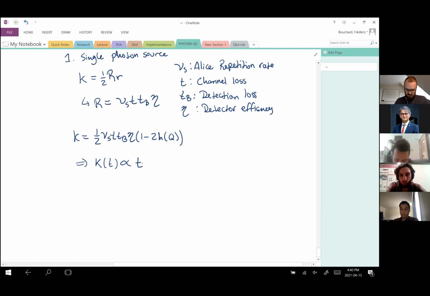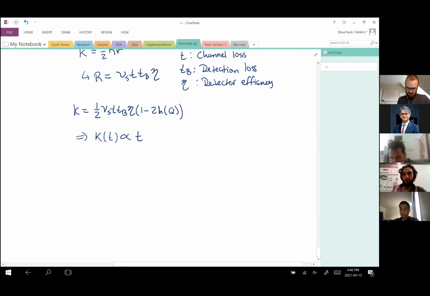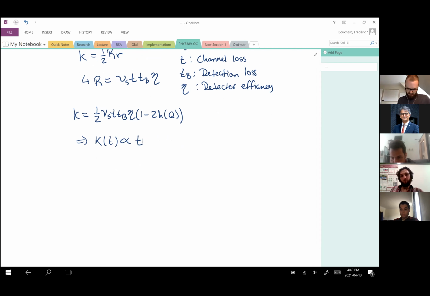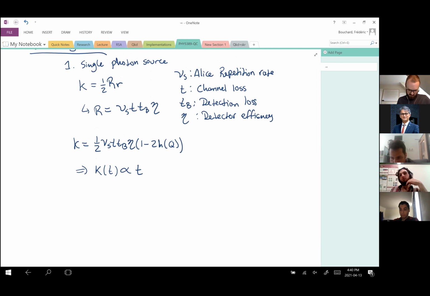So what you see here is K is proportional to T. Usually the channel loss will scale with distance in an exponential decay. So if you increase loss, your key rate will decrease linearly. Actually, that's not really loss, that's more like the transmission, but we just call it loss. So that's linear with T. That's not bad. Let's look now at weak coherent states.